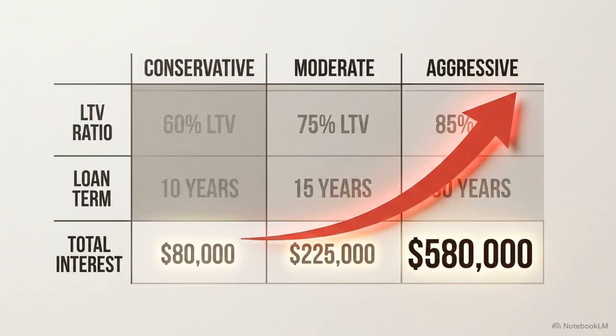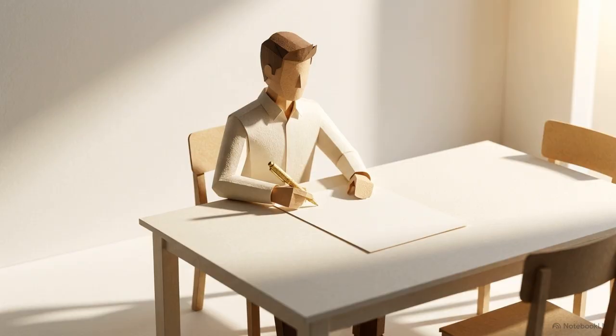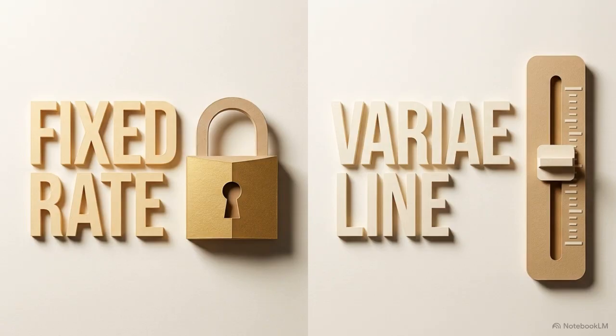This matrix lays out 3 stress tests side by side: conservative, moderate, and aggressive. Look at the massive delta in the bottom row. Moving to the aggressive framework multiplies your total interest costs exponentially. An optimized borrowing scenario requires intentionally choosing the highest monthly payment you can safely afford, completely avoiding the lure of stretched-out terms. Before you finalize your numbers, you have to decide between a fixed home equity loan and a variable home equity line of credit.